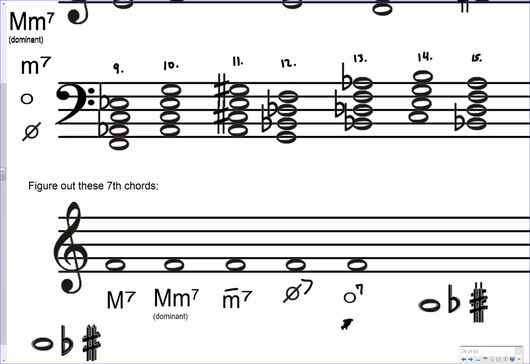You should, at the very least, be on the third one, the minor seventh, right now. We'll go over answers in just under a minute.